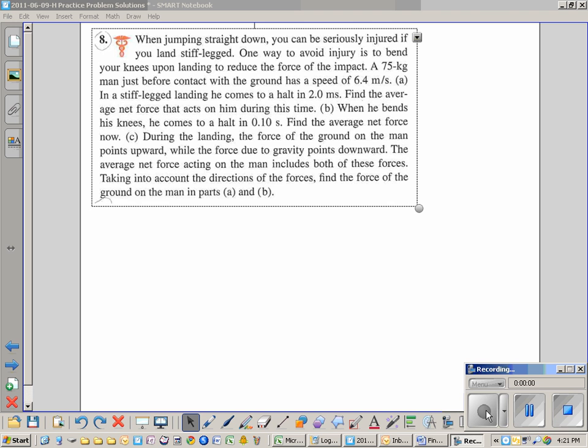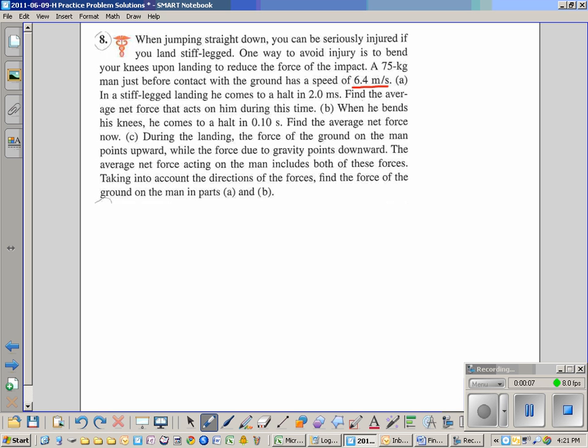All right, here for number 8, we have a man that is hitting the ground with a speed of 6.4 meters per second. Since that's downward, I'm going to call that negative 6.4 meters per second because we're going to be dealing with change in momentum, which means it's a vector quantity, and we'll want to think of upward force as being positive. I think it'll make things a little bit easier.